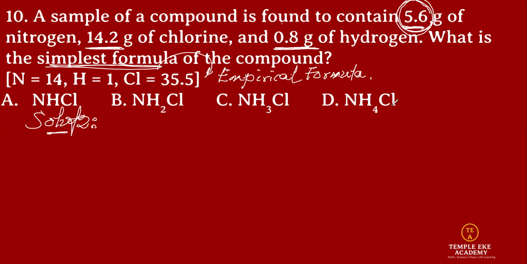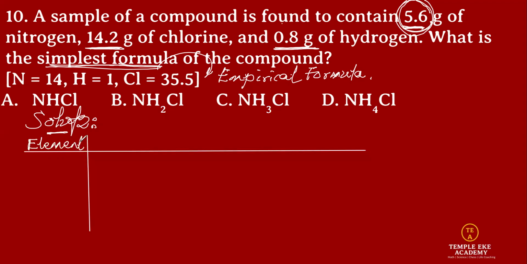And in this video, we're going to use the tabular format. So let us draw a table to show our work. There we are. So first in the column, we have the elements. And we want to maintain the order in the options. Nitrogen comes before hydrogen, followed by chlorine. So we want to maintain that order.